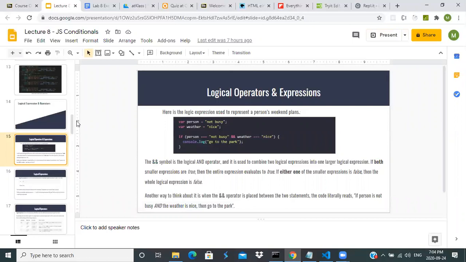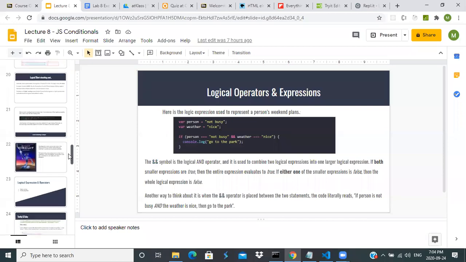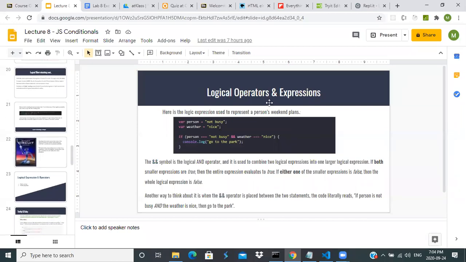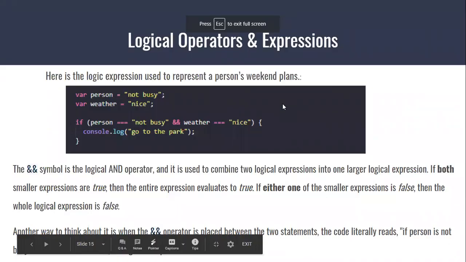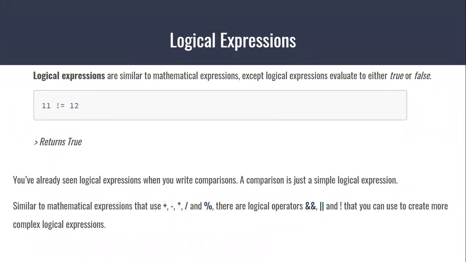Right on. So logical operators and expressions, we will get to truthy values. Let's go to truthy and falsy, because I think I have a slide now that's a duplicate. Yes. All right, so logical expressions. Logical expressions are similar to mathematical expressions, except logic expressions evaluate to either true or false. So 11 is not equal to 2. That is true. So we've already seen logical expressions when you write comparisons, like greater than or equal to, the strict equality. A comparison is just a logical expression.